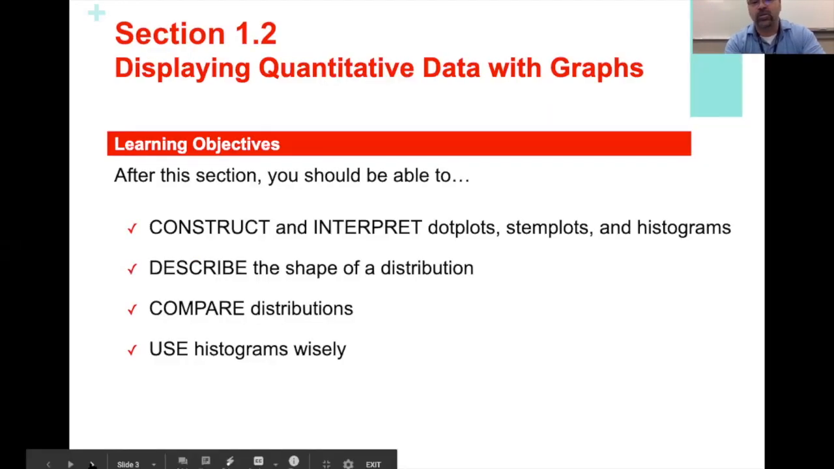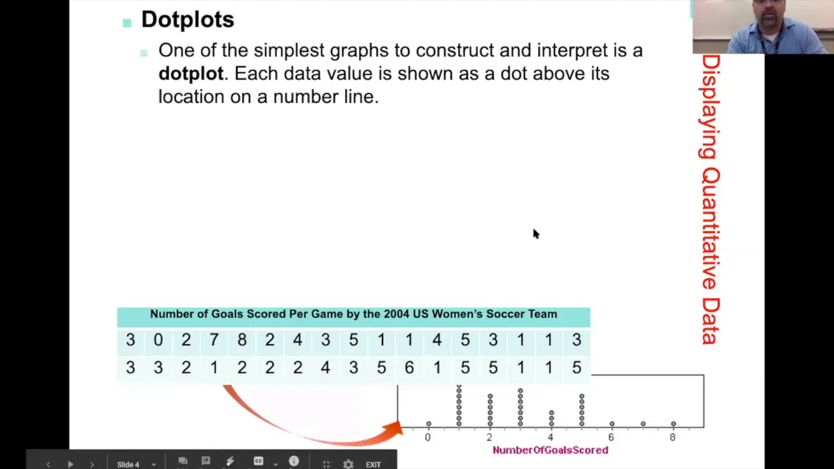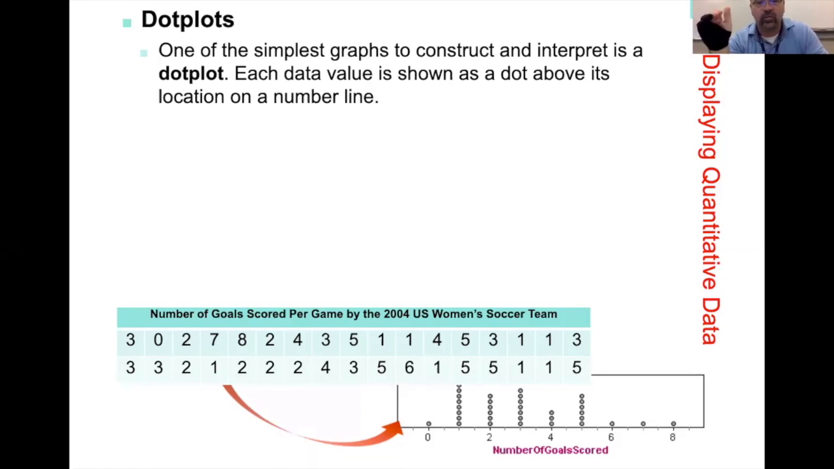So we're going to construct and interpret various kinds of graphs: dot plot, stem plot, and then of course histogram. And that description is the big thing that's going to come up again and again throughout the year. So here's a very simple kind of graph, and this is a really great tool when you're first starting out your exploratory data analysis. It's called a dot plot.